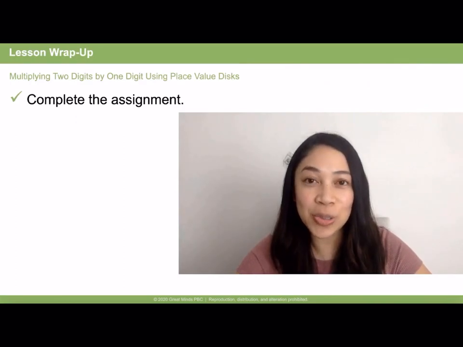Today, we multiplied 2-digit by 1-digit numbers using place value discs.